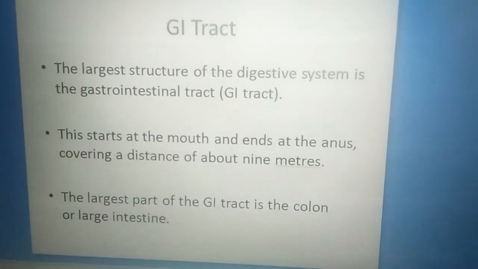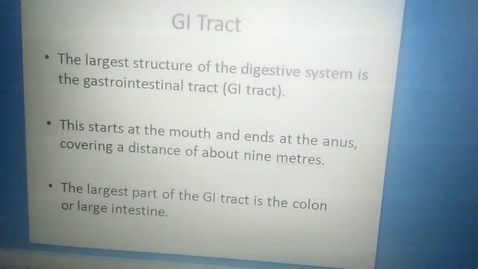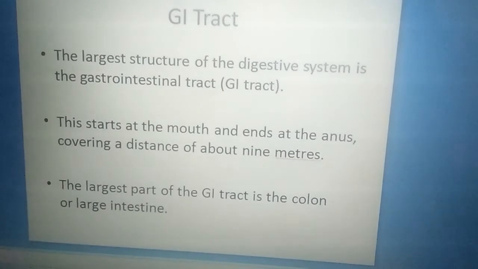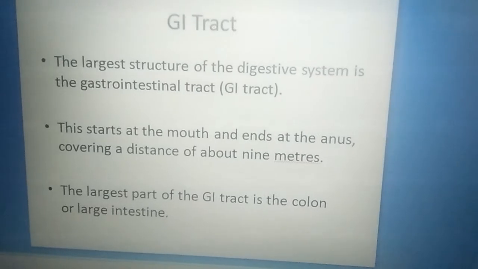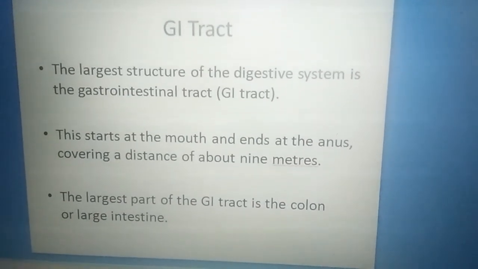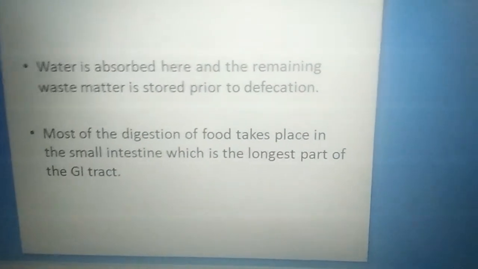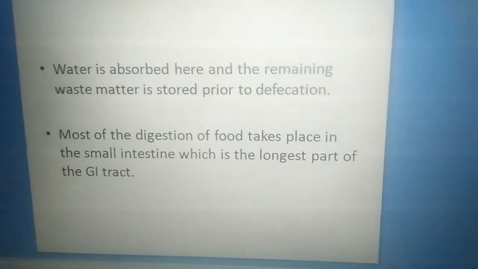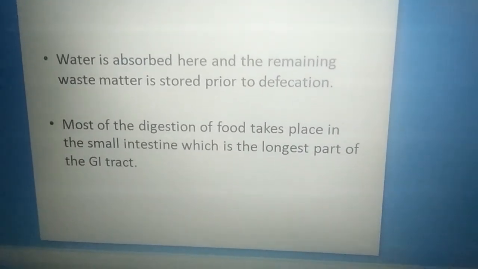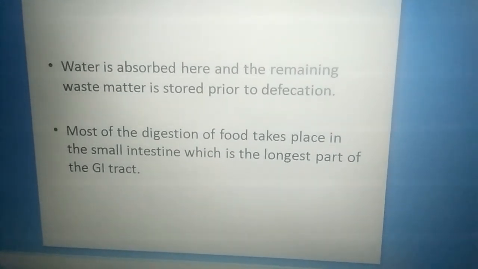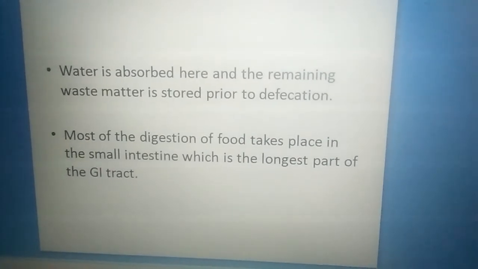The largest structure of the digestive system is known as the gastrointestinal tract. This starts at the mouth and ends at the anus, covering a distance of about 9 meters. The largest part of the GI tract is the colon or large intestine. Water is absorbed here and the remaining waste matter is stored prior to defecation. Most of the digestion of food takes place in the small intestine, which is the longest part of the GI tract.